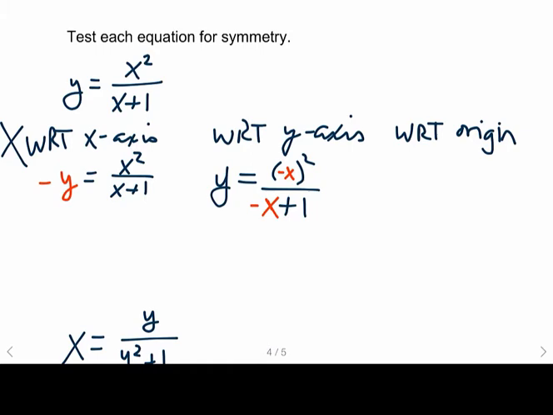We have y equals negative x squared over negative x plus 1. Now it's true that in the numerator we're going to have just x squared, but in the denominator I have a negative x plus 1. And since that negative is attached to a term in the denominator, I can't do something silly like move it out front or anything like that. We're just kind of stuck with it. And so there's no way that this is going to match up with what we started with. And so we're going to say no to that kind of symmetry.